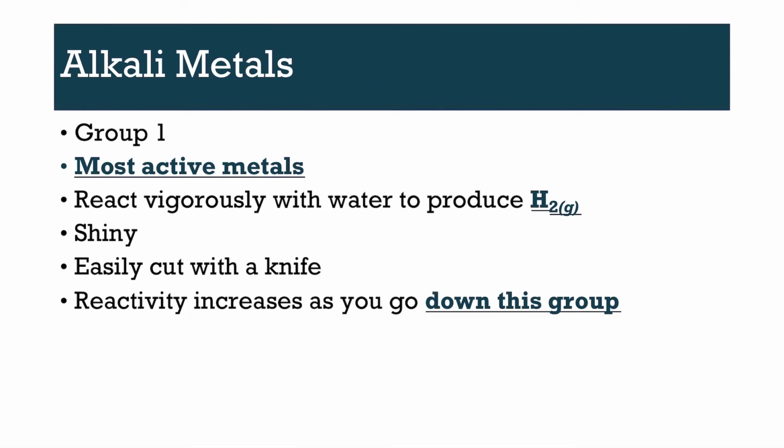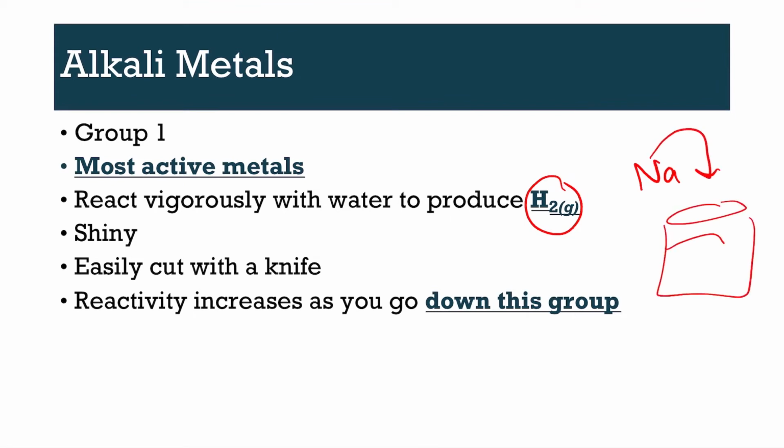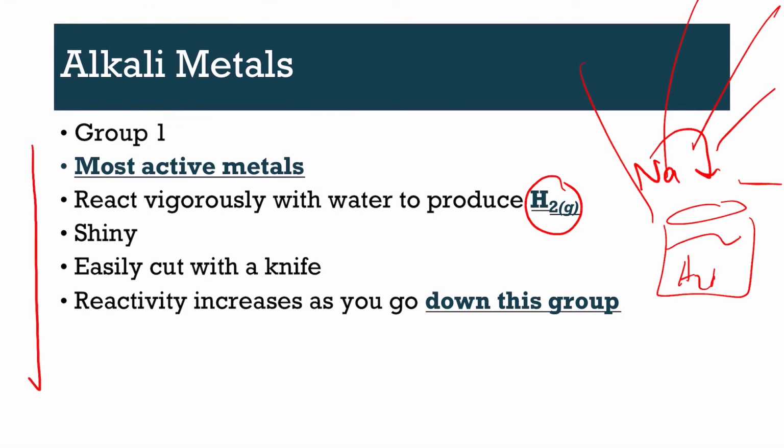These are the most active metals, and they react vigorously, so very aggressively, with water to produce hydrogen gas. So remember, sodium is in that column. When you put sodium into a glass of water, it explodes. These things are generally pretty shiny, and you can actually cut them with a knife. So you might not think of a metal as being soft and being able to cut with a knife, but you actually can. And then as you go down the group, the farther and farther you go down group 1, the more and more reactive you get.